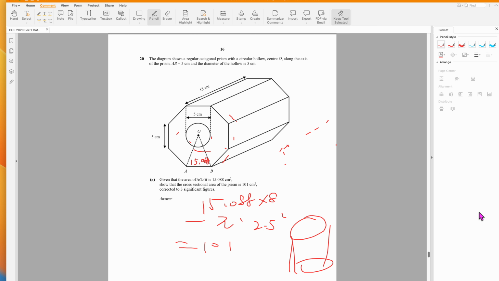926.20 if I round off. Let me take a look at your approach first. Which one is which? This is the rectangle, and one of them you times 8, right? Good. And then this is the circumference. And then this is the inner, you times the height, right? Okay, good.